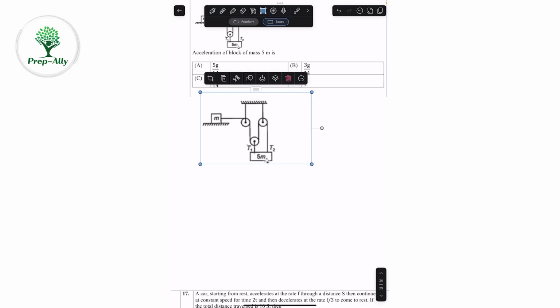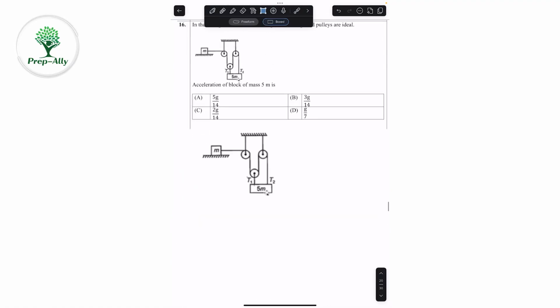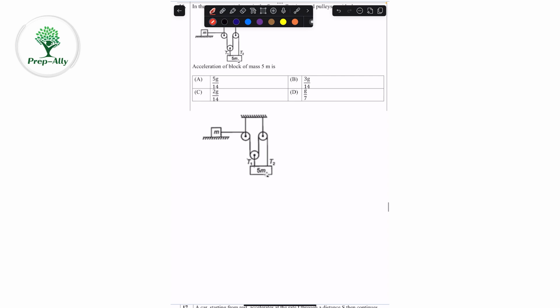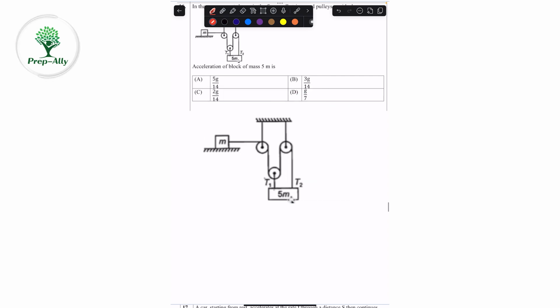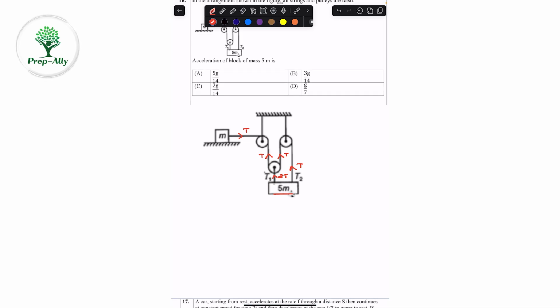Now for solving this figure, let's start. What we are saying is, assuming that here the tension is T, that means here the tension will be T, again T, again T, here it will be 2T. So tension on the 5 kg block is 5T, and tension on this small block M is T.